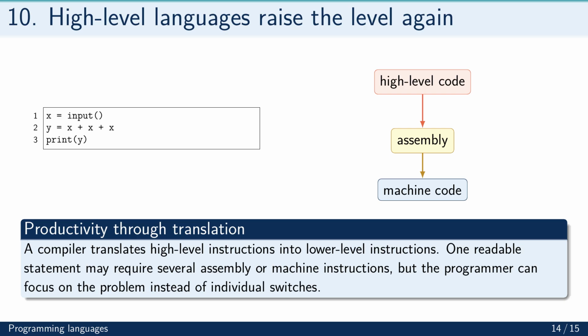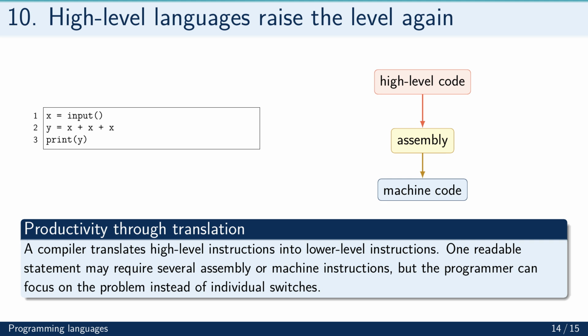High-level languages raise the level of abstraction again. The short example on this slide reads an input, computes a value using a variable, and prints the result. It expresses the programmer's intent directly rather than naming individual memory locations or binary operation fields. A compiler translates high-level code into lower-level instructions, often passing through assembly or another intermediate form before producing machine code.